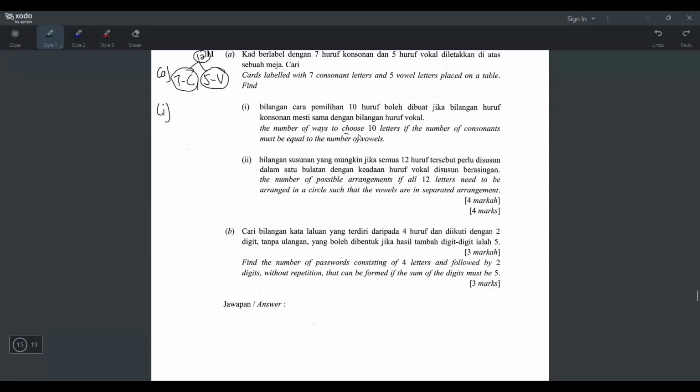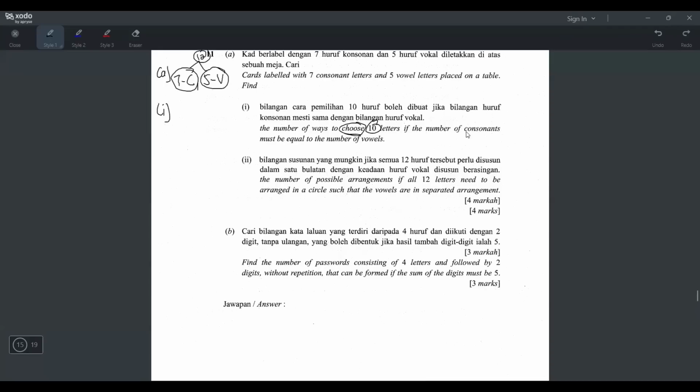So question 1: find the number of ways to choose 10 letters if the number of consonants must be equal to the number of vowels. The arrangement is not important here. The order is not important because you are only choosing. The keyword here is choose. So you just use combination, use C. Don't use P, just use C.